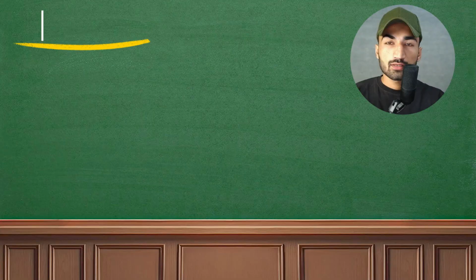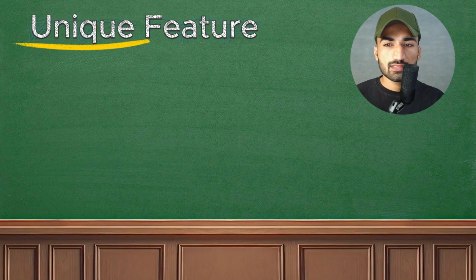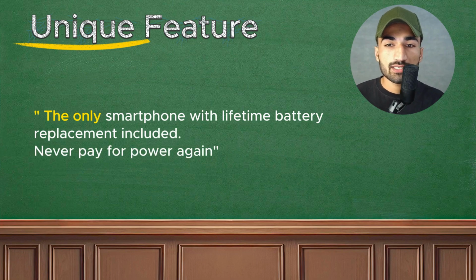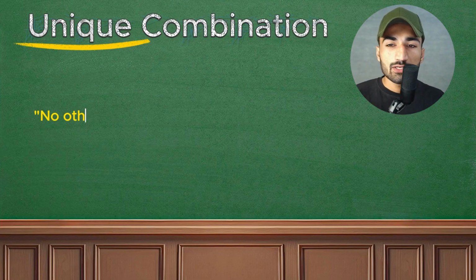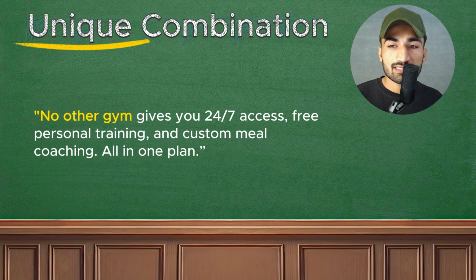And here are my examples. For a unique feature example, we have a smartphone: the only smartphone with lifetime battery replacement included. Never pay for power again. But if you don't have one unique feature, but you have a combination of features that nobody else has, you can say: no other gym gives you 24/7 access, free personal training, and custom meal coaching all in one plan. In this way, you can tell them that your service or product has something so limited that you wouldn't find it elsewhere. So the importance of your product or service will be so high that they will eventually buy it.